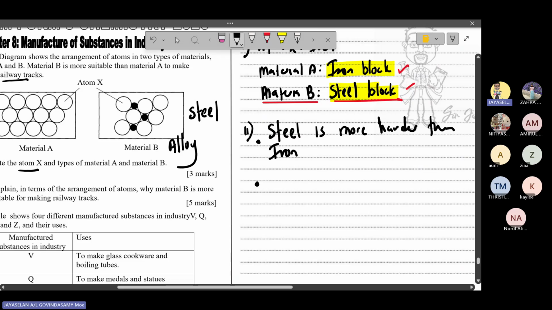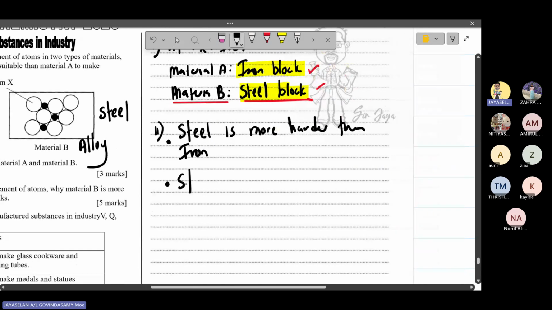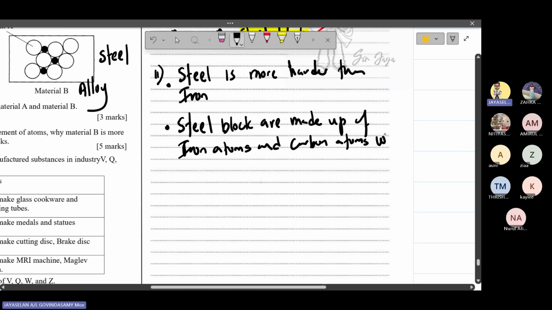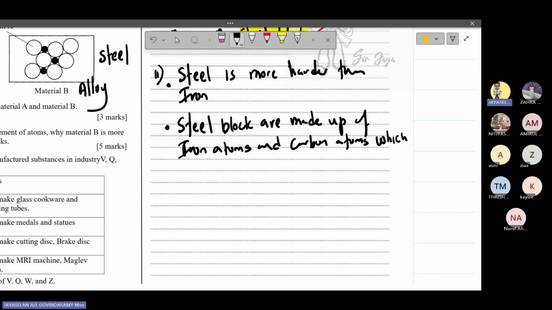Now focus on steel block only. So how to focus on steel block? Steel block is made up of what? Okay, iron atoms and carbon atoms, which are the same size or different size? Okay, which different. Put here different size.